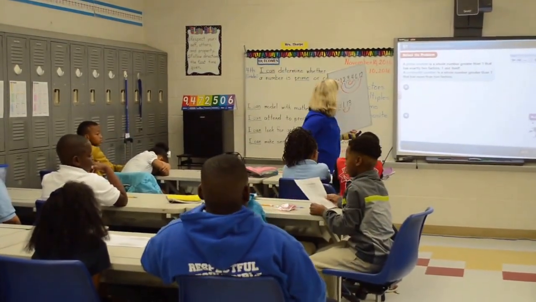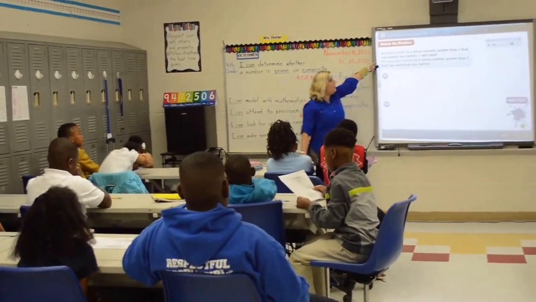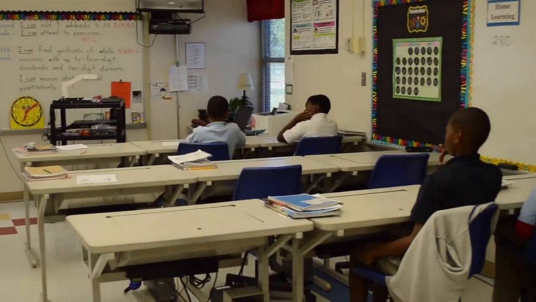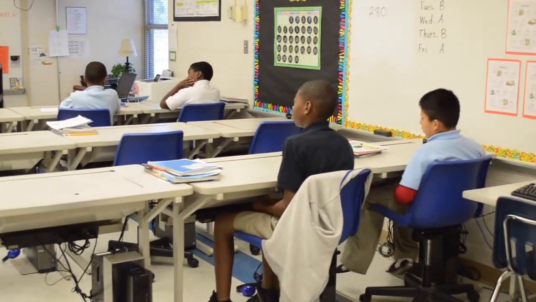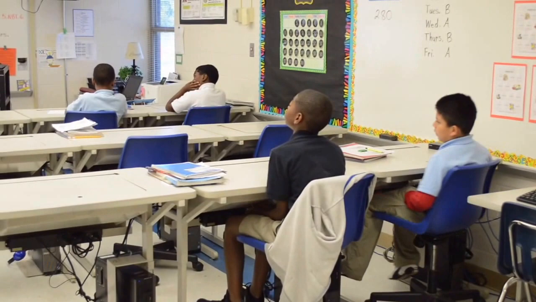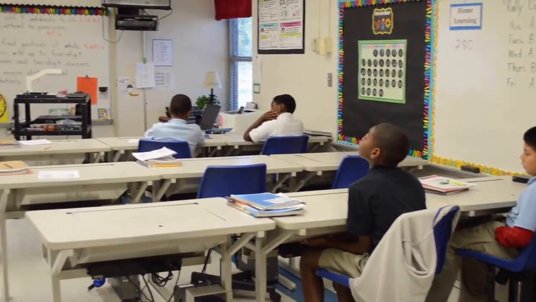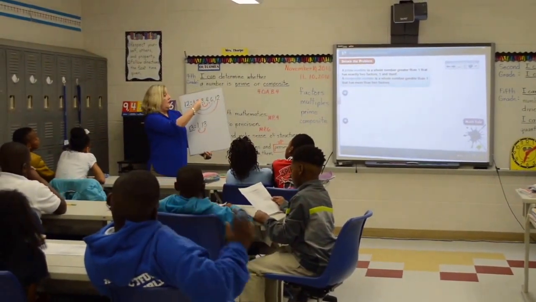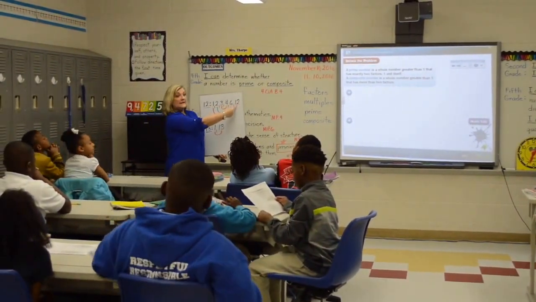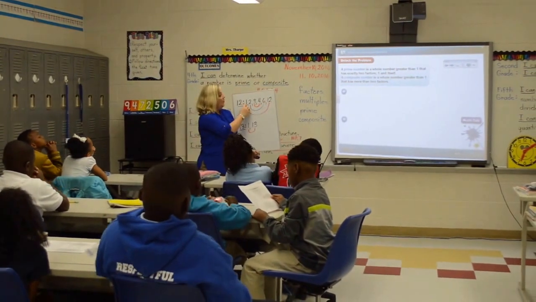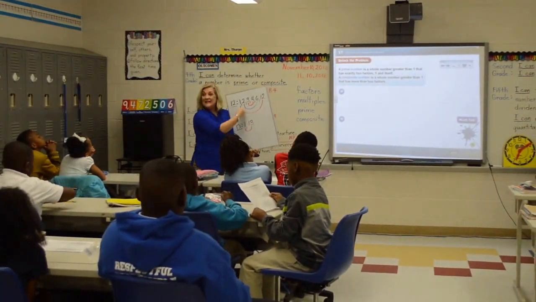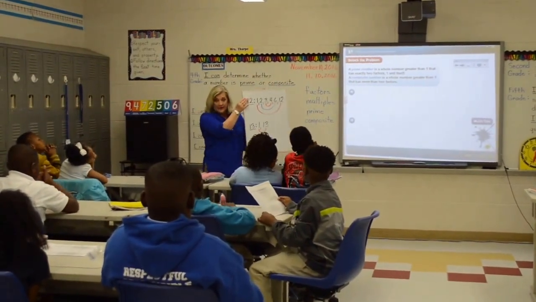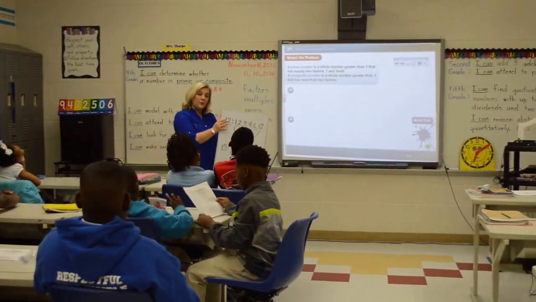Okay? A composite number is a whole number greater than 1 that has more than 2 factors. Which number on this board has more than 2 factors? 12. 1, 2, 3, 4, 6, and 12. It has 6 different factors. So 12 is a composite number and 13 is prime.